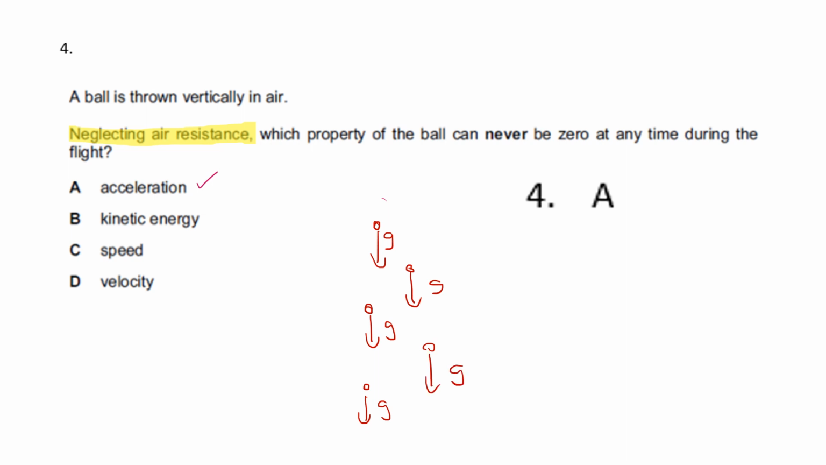So even at the top, even when the ball is moving upwards, it's got an acceleration downwards, and even at the very top, even when its velocity is 0, it's got an acceleration downwards. So the acceleration is never 0. The velocity can be 0, right at the very top. Velocity is speed with a direction, so that means the speed, which is the magnitude of the velocity, can also be 0. And kinetic energy is a half mv squared, so that can also go to 0 if the velocity can go to 0. So the answer here is A, acceleration.